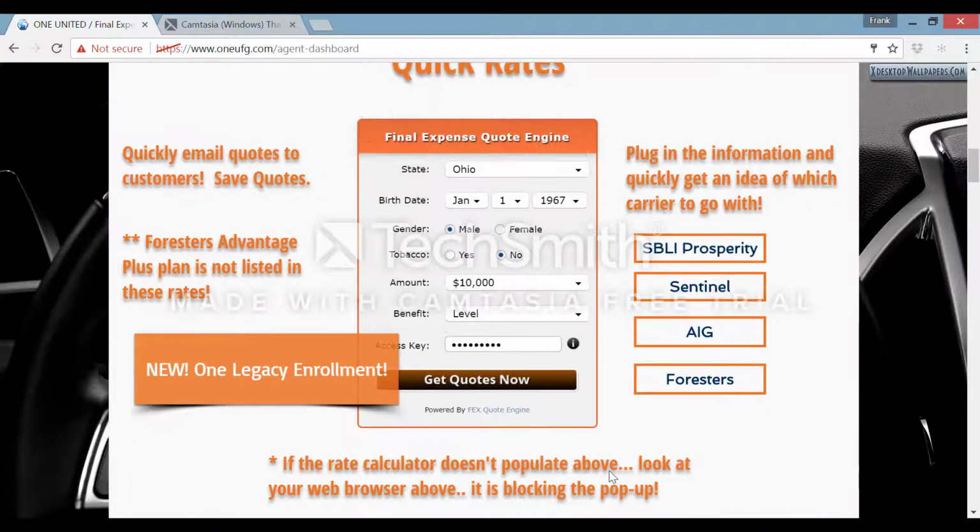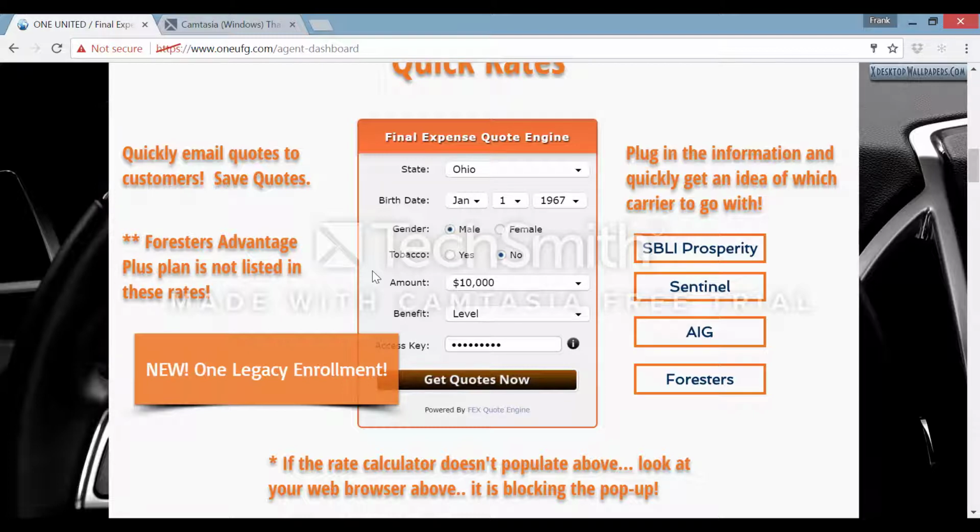So on the rate calculator here, it's very important to understand that this rate calculator is only going to pull the rates for the carriers that are specific to what you're looking for. So you may pull a state up and some carriers may not even pop up. Well, those carriers may not be selling in that state. They may not be able to cover that certain benefit. They may only go to a certain level of face amount.